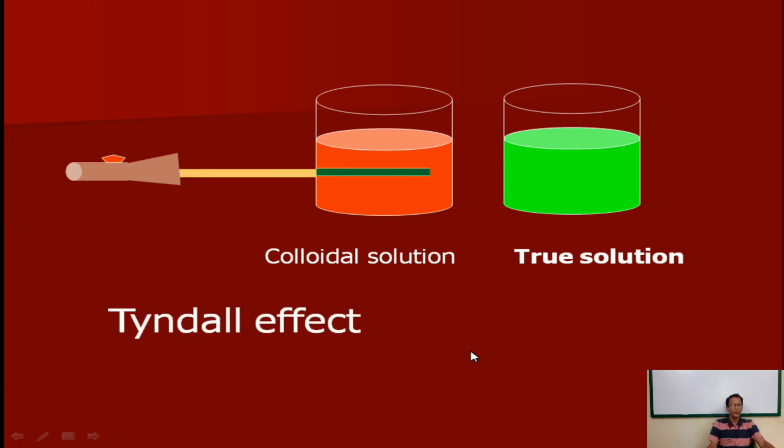You see how the particles behave. In the first solution, a colloidal solution, the path changes to blue color. In the true solution, there is no change in the color of the solution. That's why the true solution does not show the Tyndall effect.